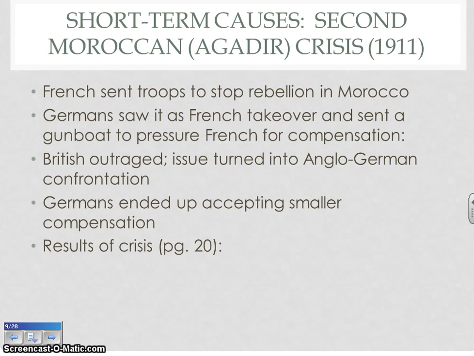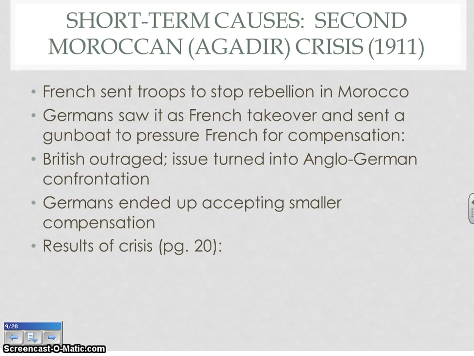This became known as the Second Moroccan Crisis, or the Agadir Crisis. Agadir was a small port town on Morocco's Atlantic coast. In this particular issue, the French, which had previously in 1905 been given the right to occupy Morocco, now sent in troops to stop a rebellion that had broken out there. Well, the Germans saw this as clear evidence that the French had been planning all along to completely take over Morocco, not just occupy it.